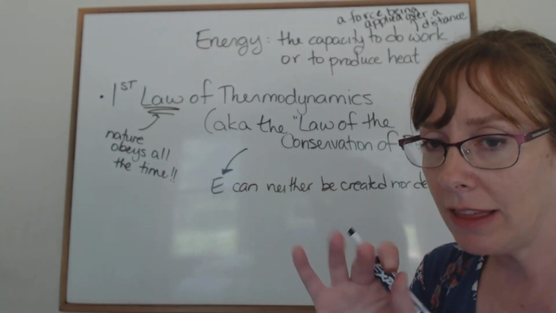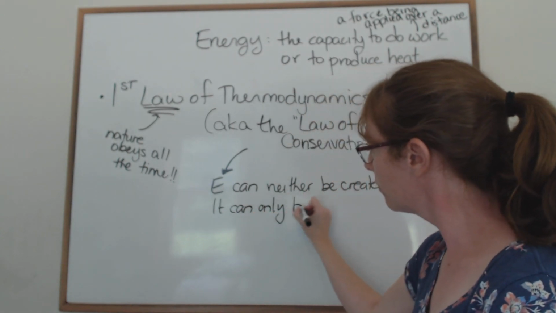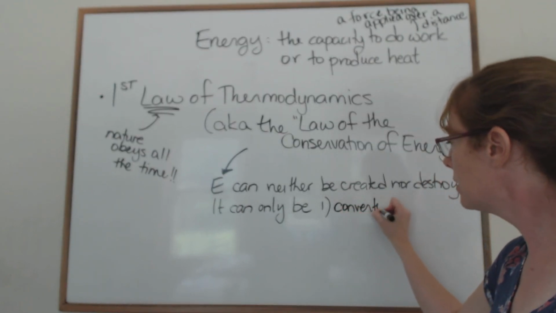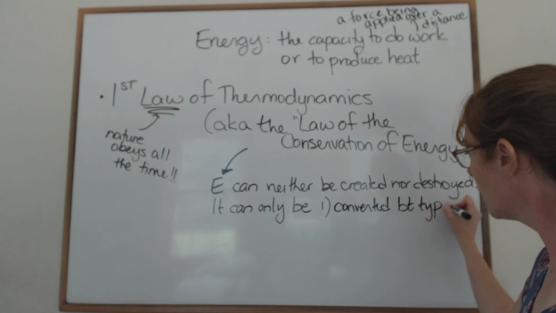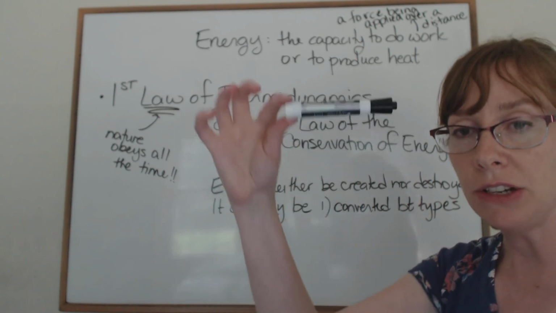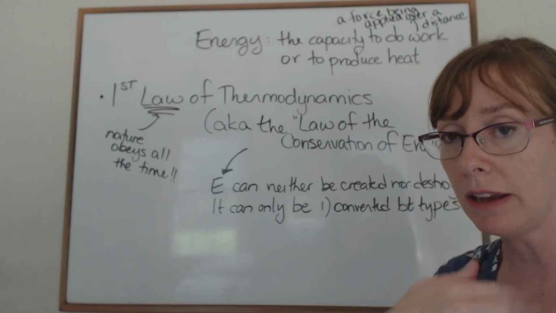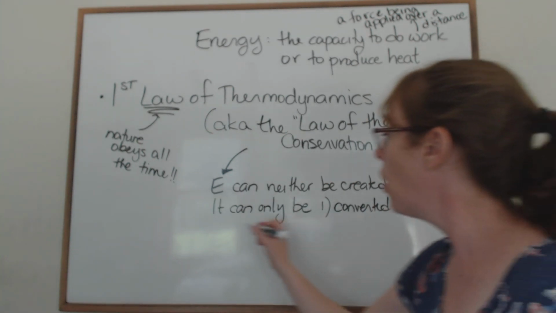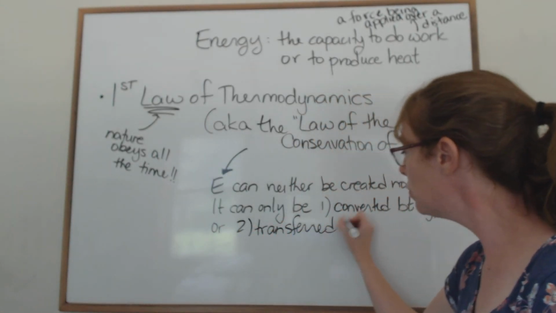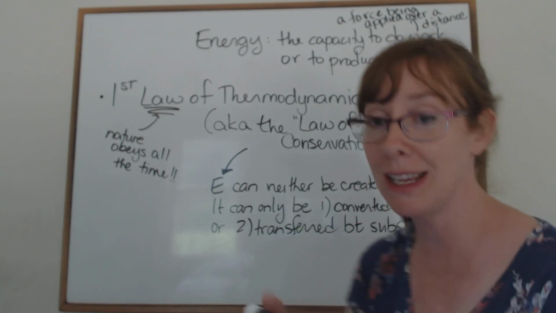But there's an add-on to that I think is really helpful. It can only be, number 1, converted between types. Okay, I just gave you several examples of that. Potential energy being converted to kinetic, and then the car's chemical energy being converted to kinetic. So it can be converted between types, or it can be transferred between substances. So that's another example of that here.